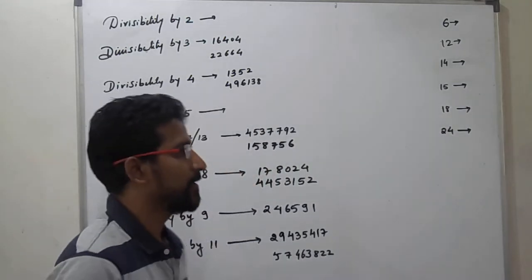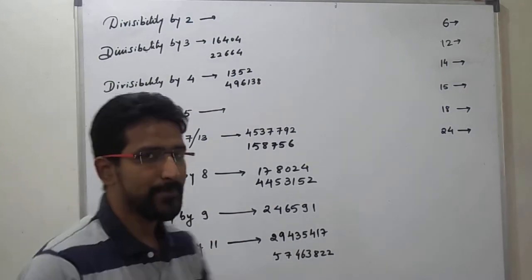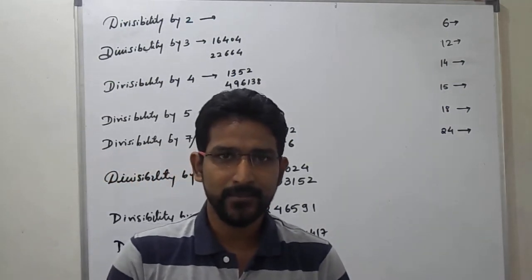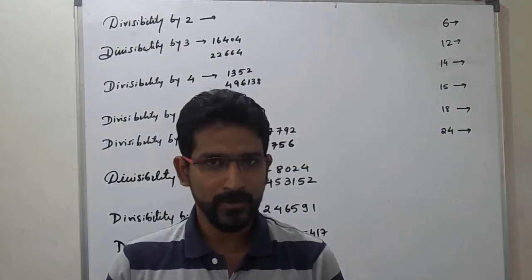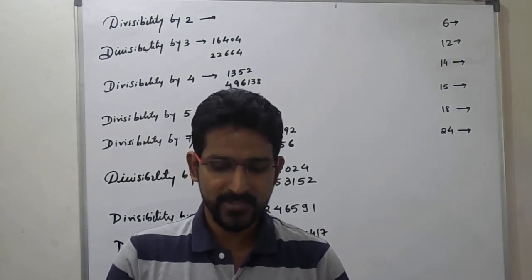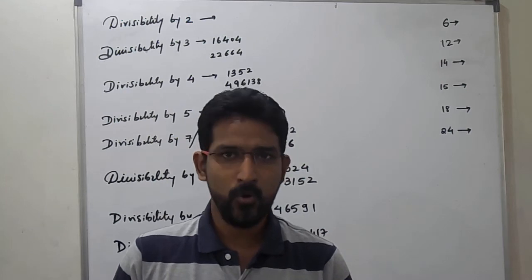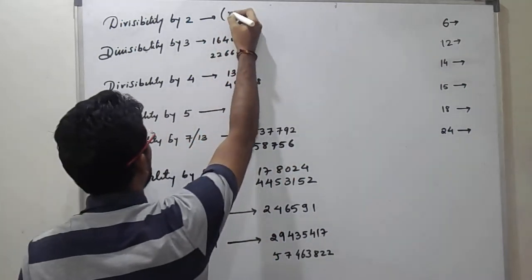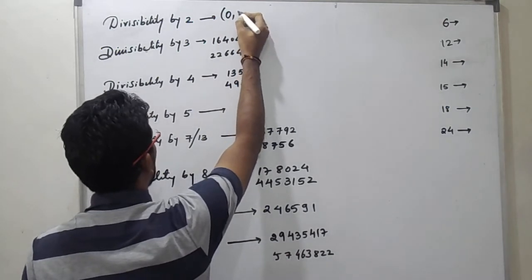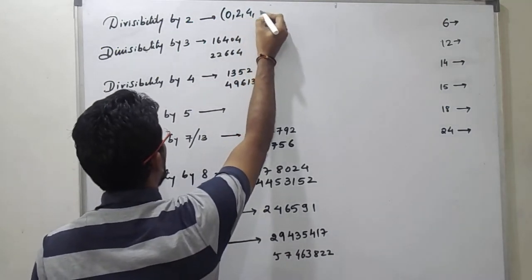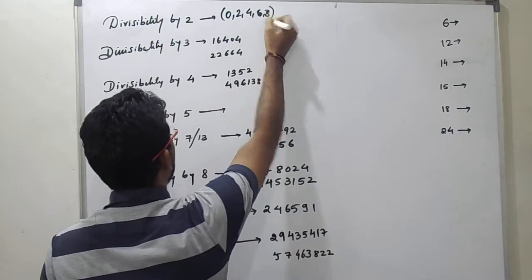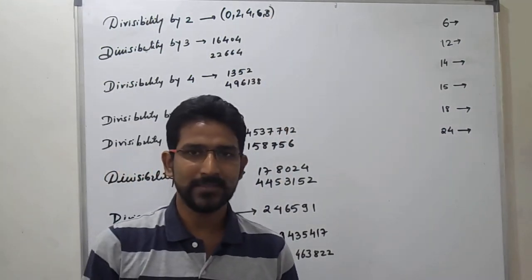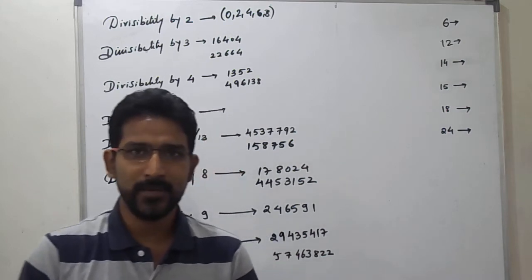For example, first is divisibility by 2. If you want to find out whether the given number is divisible by 2 or not, if it contains 0, 2, 4, 6 and 8 in its unit place, then that number will be divisible by 2. 0, 2, 4, 6 and 8. If any number contains these digits in its unit place, then that number will be divisible by 2.